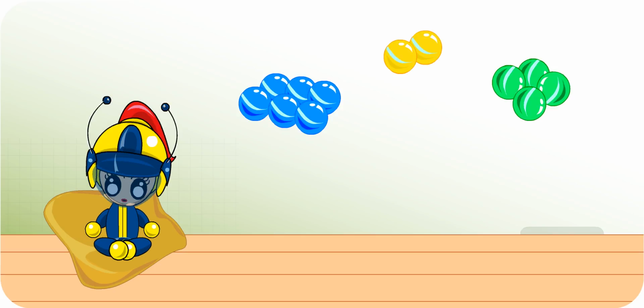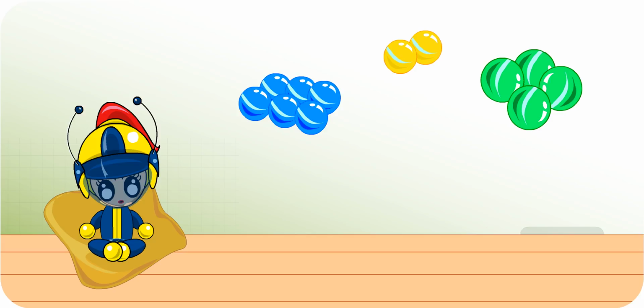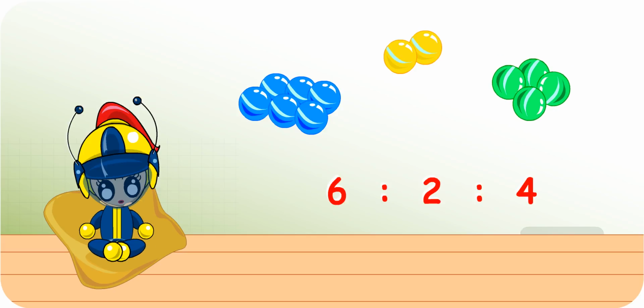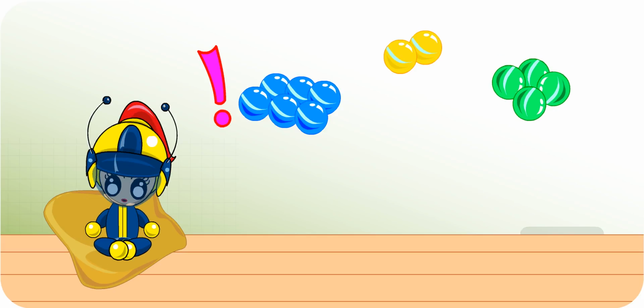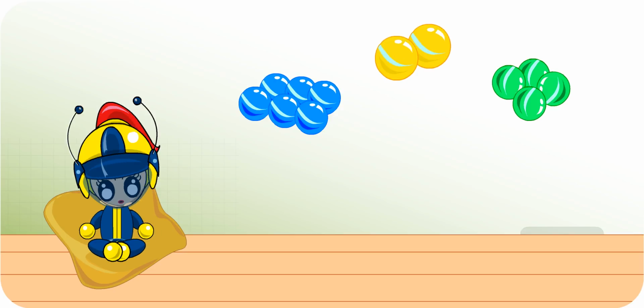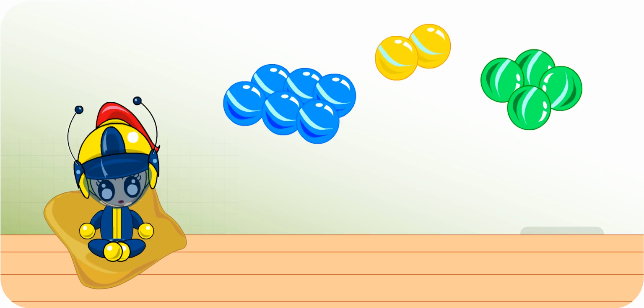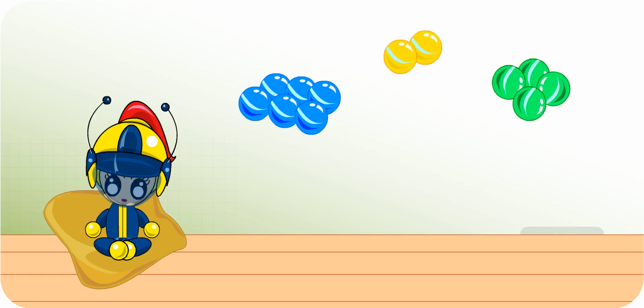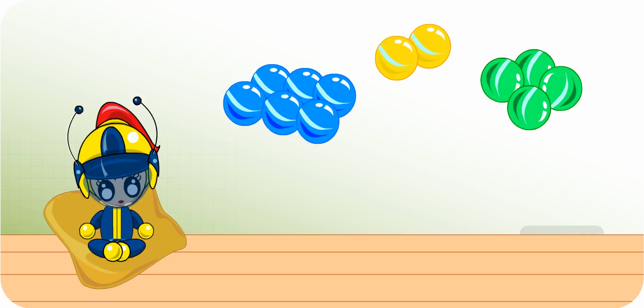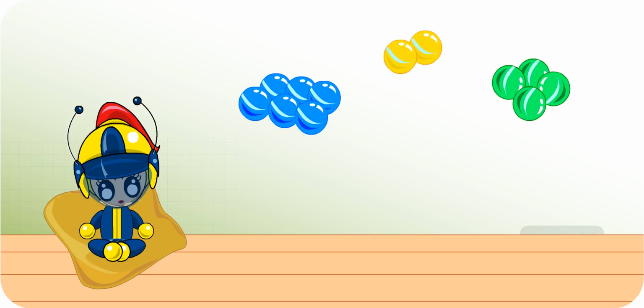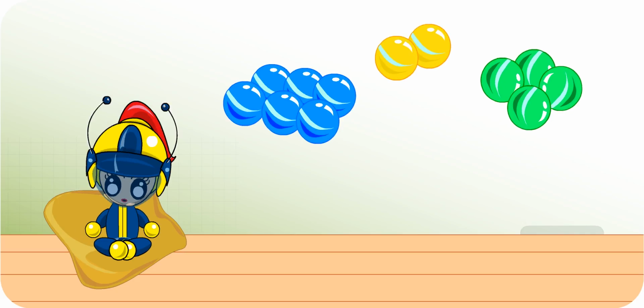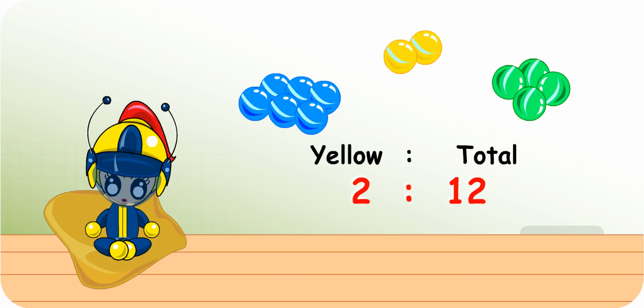Look at these balls. The ratio of blue balls to yellow balls to green balls is 6 to 2 to 4. Turbo Girl, here's a question for you. What is the ratio of yellow balls to the total number of balls? There are 2 yellow balls. Altogether, there are 12 balls. So, the ratio of yellow balls to the total number of balls is 2 to 12.